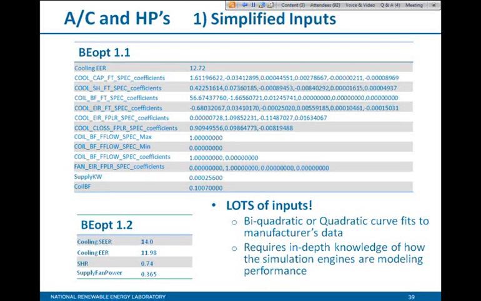It's also important to note that the inputs that are in this table are for single-speed air conditioners. And so for a two-stage air conditioner, the user would need to enter the EER of the low and the high stage, and also the SHR, as well as a capacity ratio that basically dictates the turn-down ratio of the compressor.